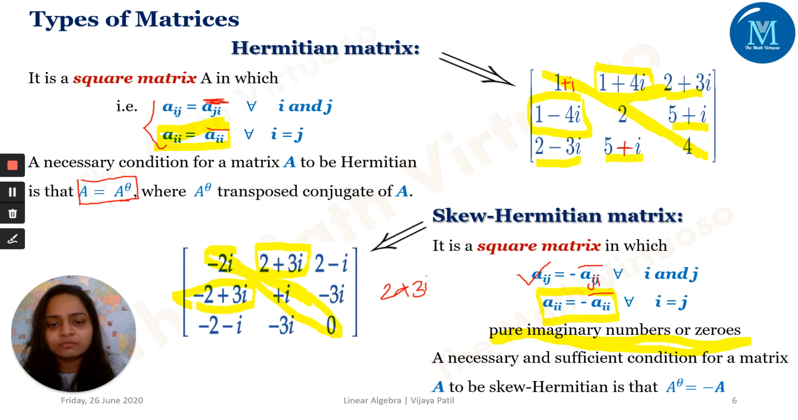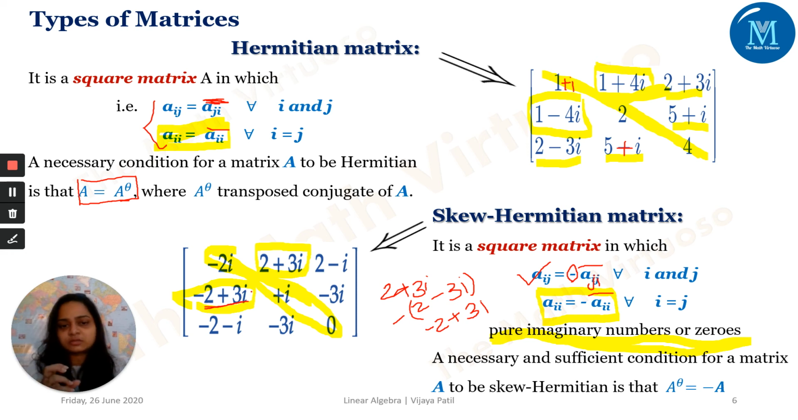What should this element be? Aij is equal to minus of Aji conjugate. So I want the conjugate of this element, which is 2 minus 3i. But I don't want the conjugate, I want the negation of this conjugate. Because of this minus sign, it's a negation. So minus of this gives me minus 2 plus 3i. So this is my other element, aij, and therefore they are 2 plus 3i and minus 2 plus 3i.